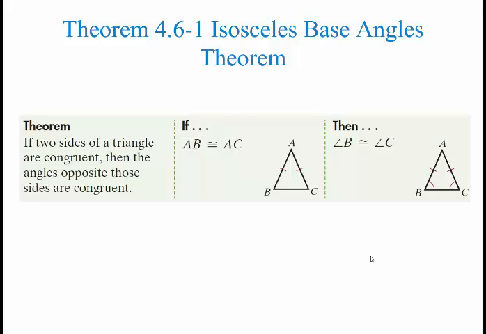All right, so a couple of theorems. The first is called the isosceles base angles theorem. If two sides of a triangle are congruent, then the angles opposite those sides are also congruent. So if side AB is congruent to side AC, then angle B is congruent to, or has the same measure as, angle C.